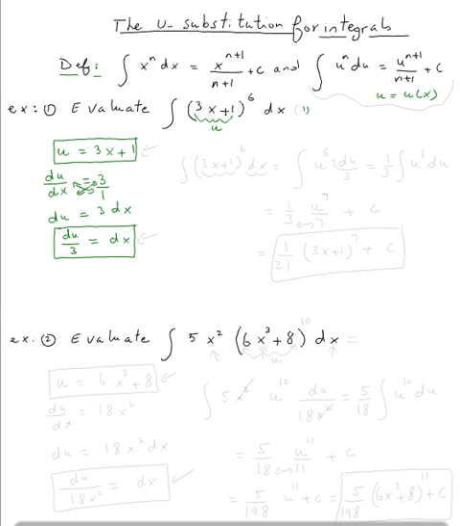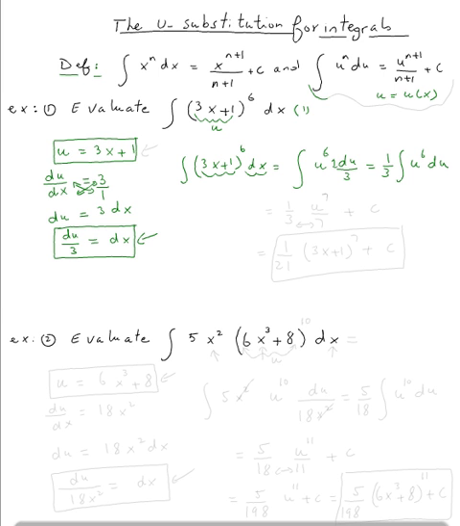So the integral of (3x plus 1) to the 6 dx is equal to, we replace 3x plus 1 by u, so this becomes u to the 6. And my dx is right here, it happens to be du over 3. Now remember, you can always take a constant outside. If we take 1/3 outside, you'll get 1/3 times the integral of u^6 du.